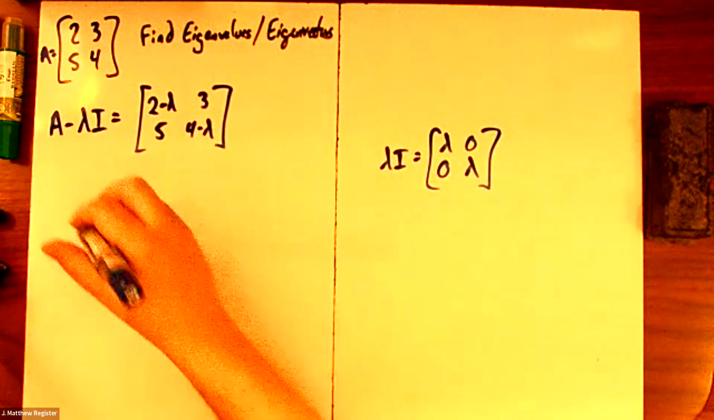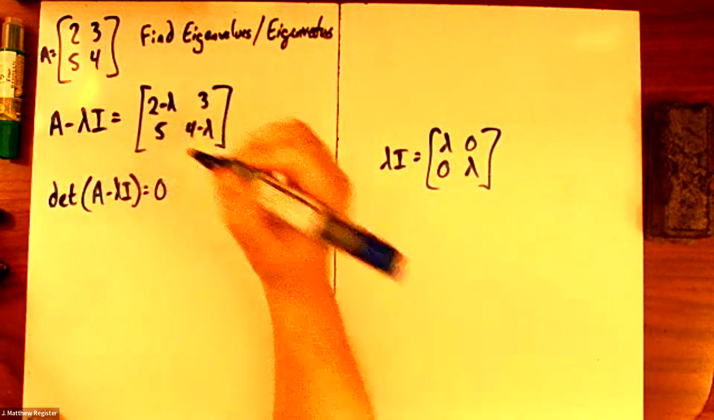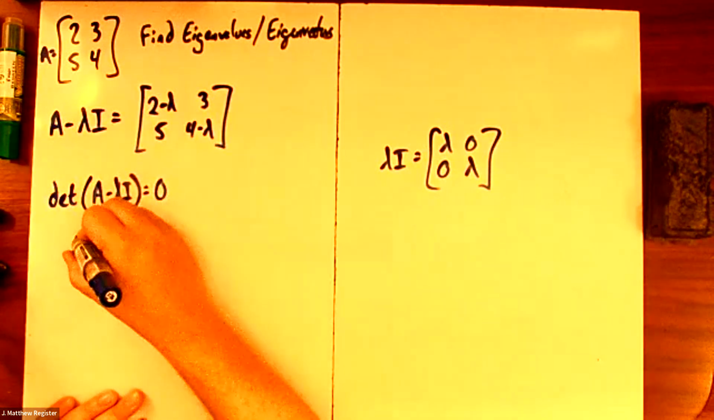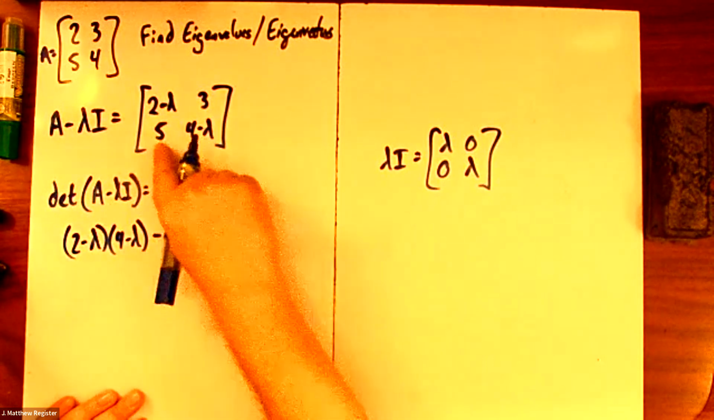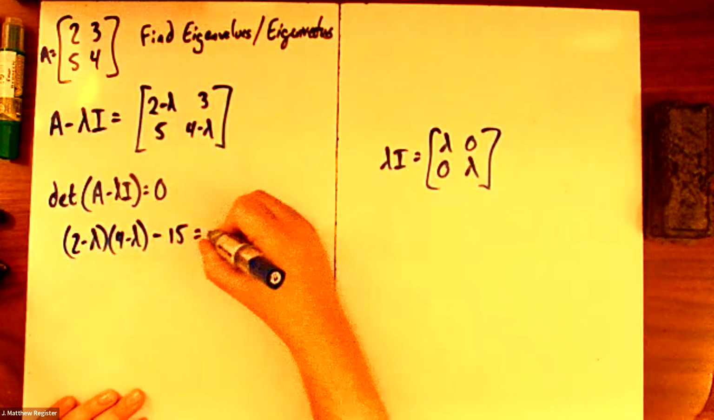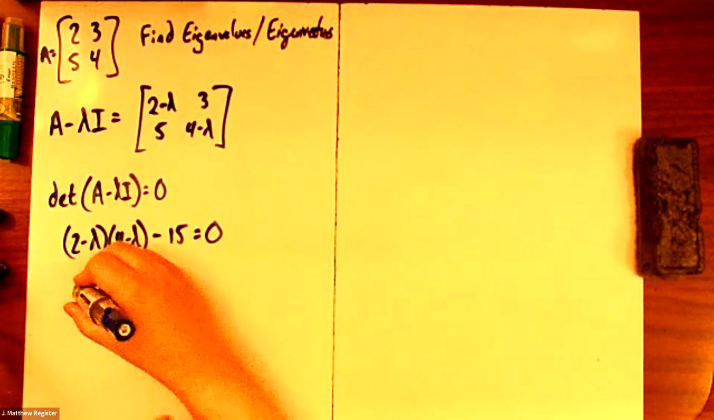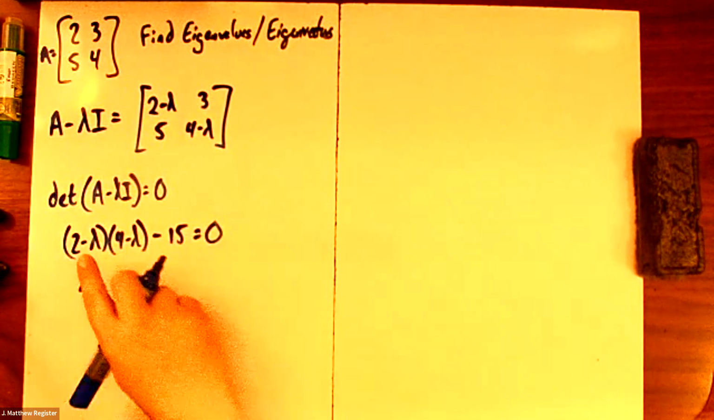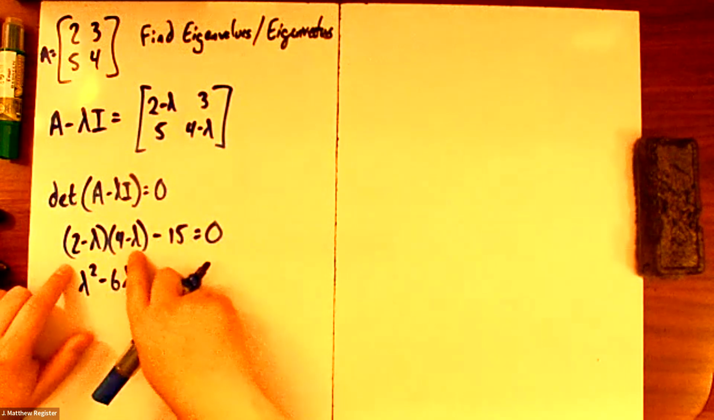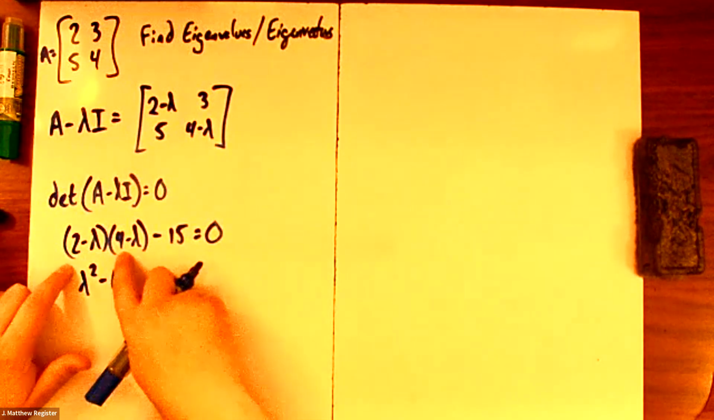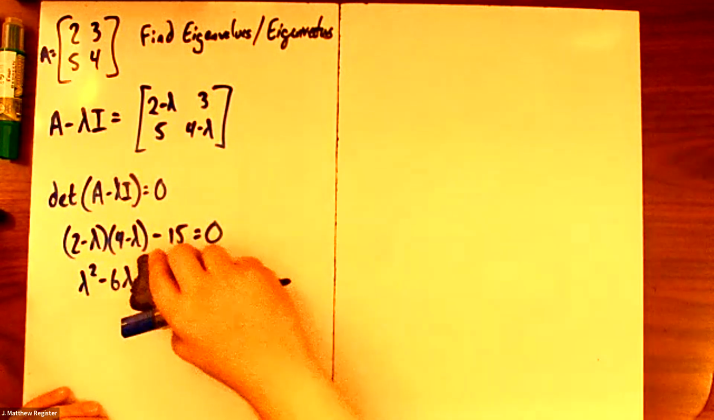Well, if we're saying that the determinant of this is equal to 0, well, the determinant of this would be 2 minus lambda times 4 minus lambda minus 3 times 5. Now we have a nice algebra 1 problem. Let's see if we can FOIL this out. We get lambda squared. 2 and 4 is going to give us a 6 lambda. And it's minus because it would be a negative 2 lambda and a negative 4 lambda. Then we have a plus 8 minus 15, which is a minus 7.